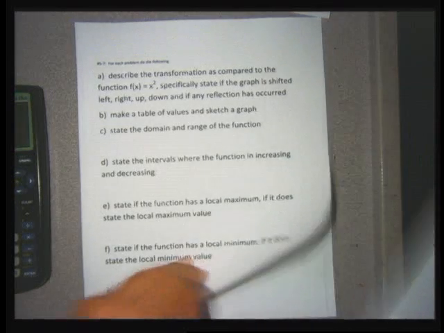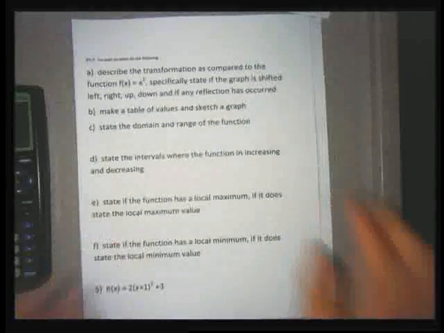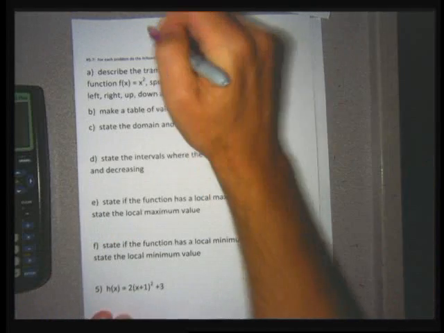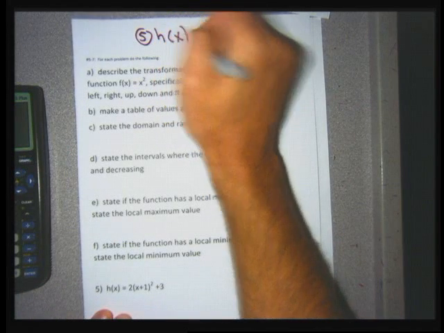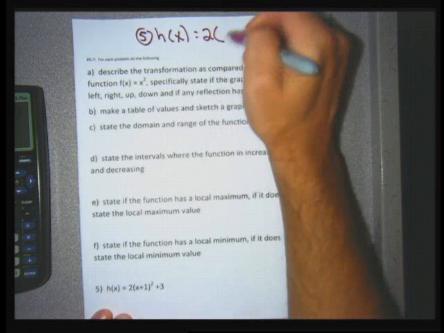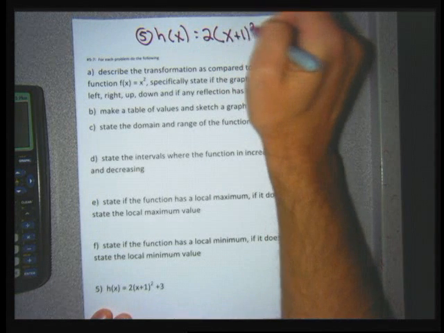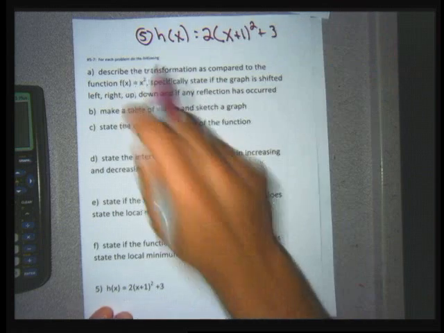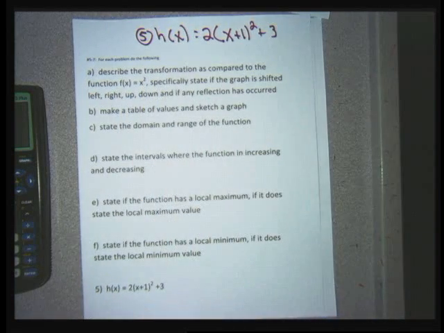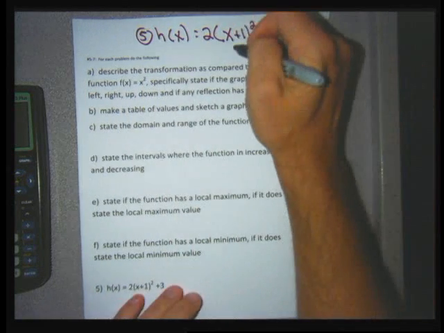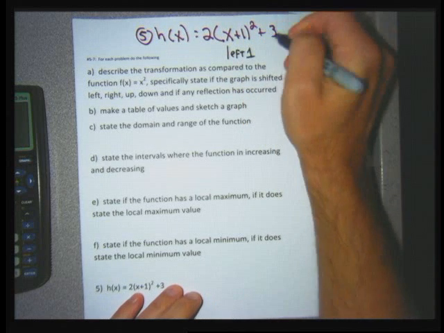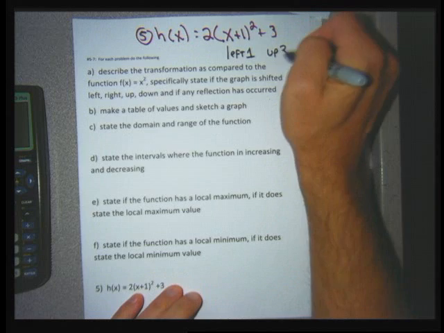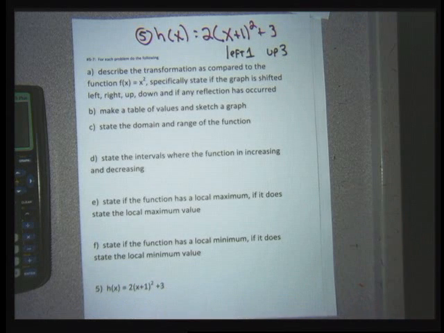Okay, I need extra paper to do this particular problem. So I have a function for number 5 that says h of x equals 2 times (x plus 1) squared plus 3. Part A says describe what's going on here. The plus 1 in the parentheses moves it left 1. This plus 3 moves it up 3. Those are the only changes that you're required to note.